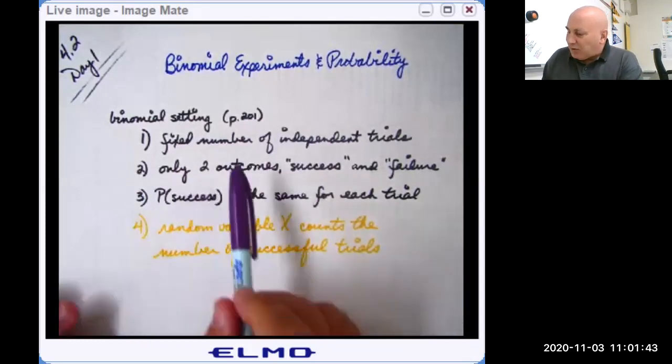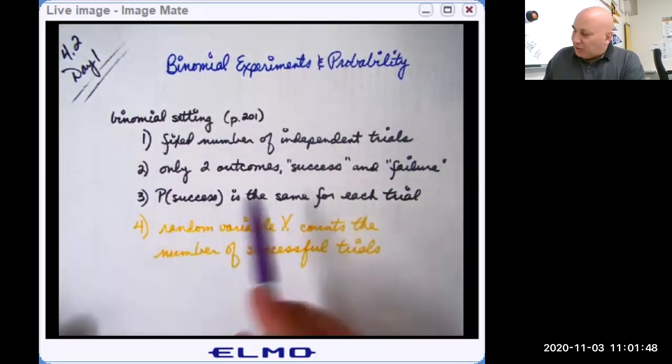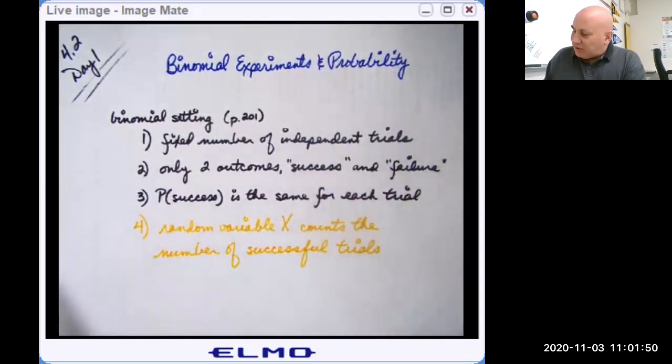But anyway, you have a fixed number of independent trials. And there are only 2 outcomes, success and failure, and the probability of success is the same for each trial. So let's come up with a situation that will help you remember these. I'm going to roll a die 10 times, and I'm going to consider rolling a 5 success. So 1, 2, 3, 4, and 6 are going to be failures.